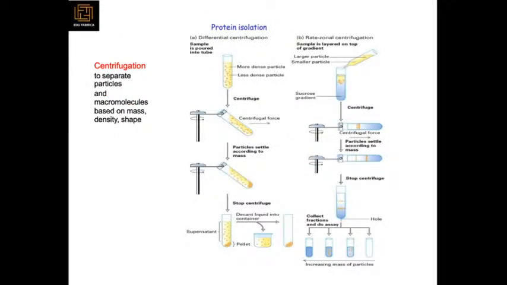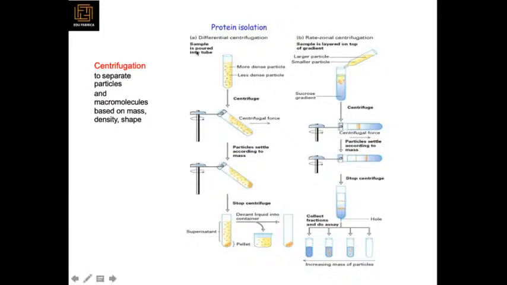And then comes the centrifugation. This is to separate particles and macromolecules based on mass, density, and shape, based on three characteristics such as mass, density, and shape. You can differentiate organisms. So again, this technique here is showing you differential centrifugation. On the right is a rate zonal centrifugation.